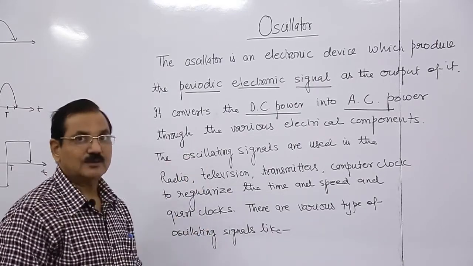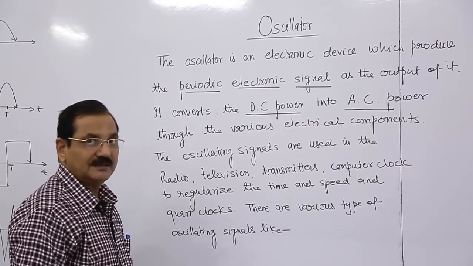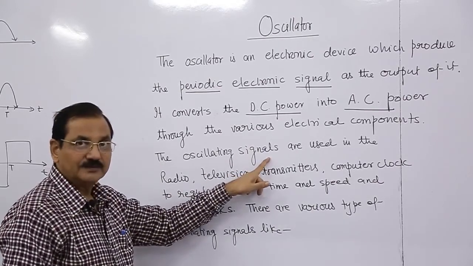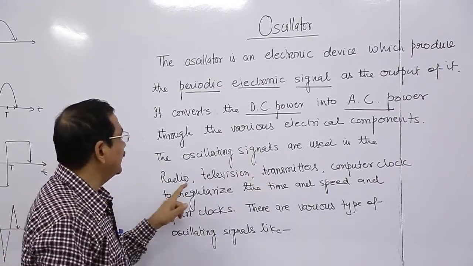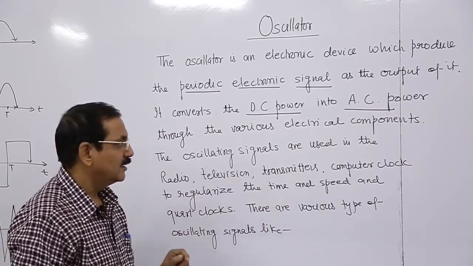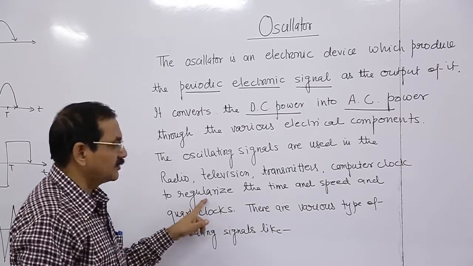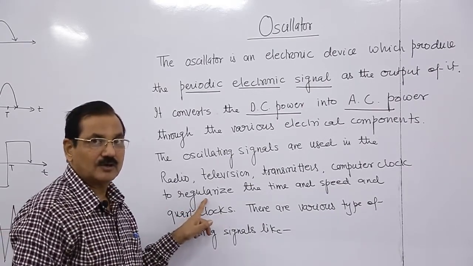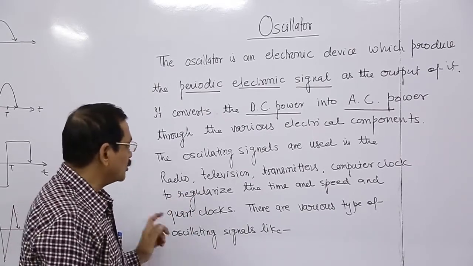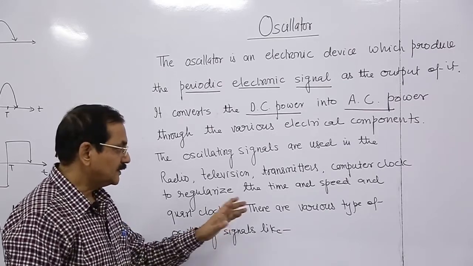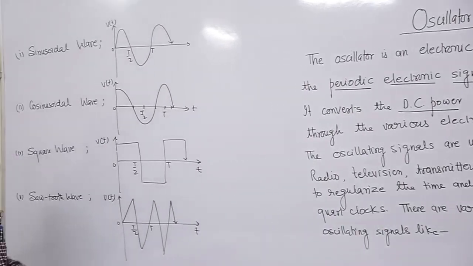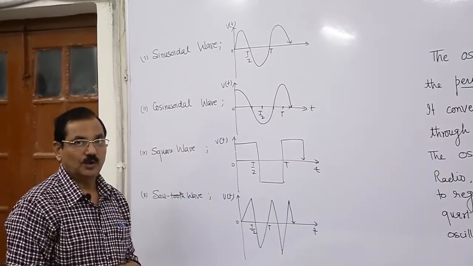Through the various electrical components used in the oscillator circuit, the oscillating signals are used in radio, television, transmitters, computer clocks to synchronize the clocks and processing speed, and quartz clocks. There are various types of oscillating signals, like the well-known wave shapes.